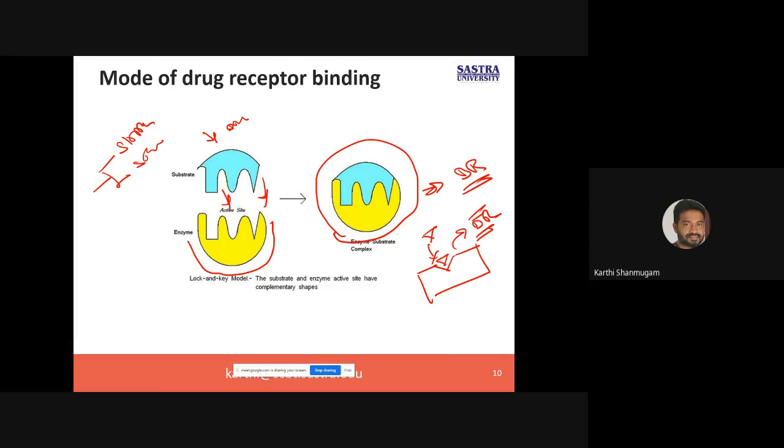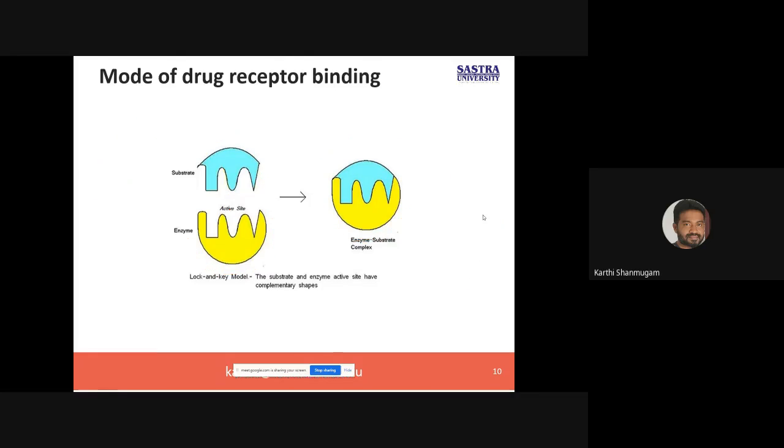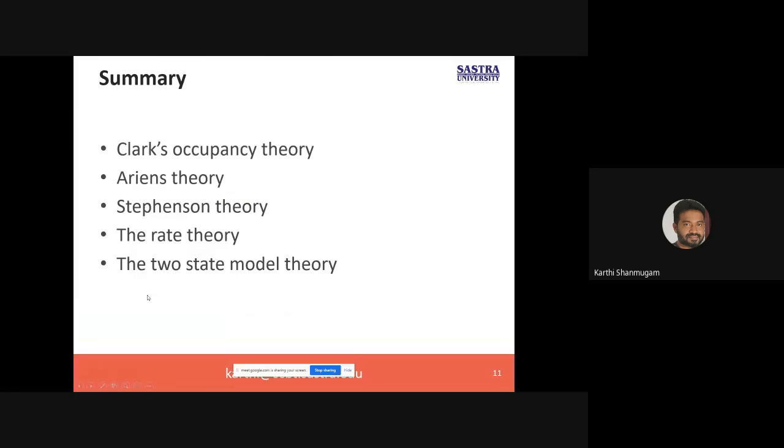Okay, so there are so many theories that explain how this drug response takes place. So what's the reason for the drug response? There are so many theories which have been proposed. These are the common, very important theories that explain the pharmacodynamics of any drug molecule. First theory is called Clark occupancy theory. Second theory is Arrhenius theory. Third theory is Stephenson theory. Fourth theory is the rate theory. And the fifth theory is the two-state model theory. And these are the various theories that explain the actual relationship between the drug molecule and the drug target.